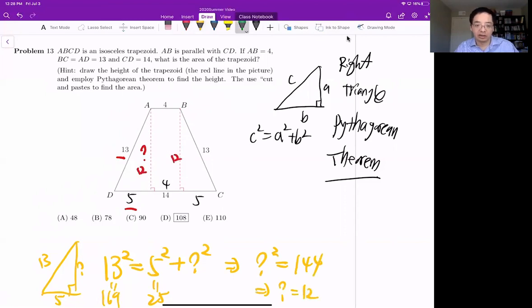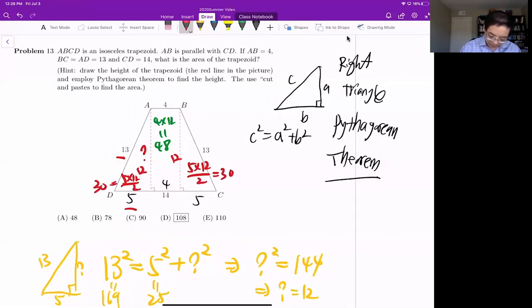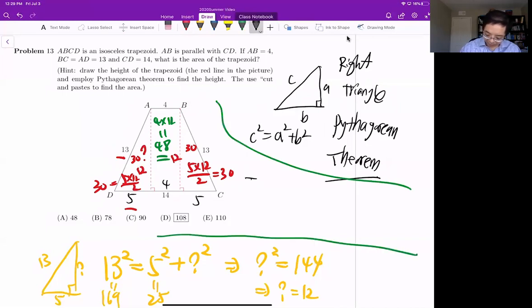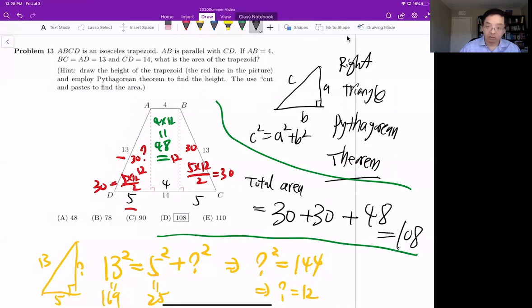Now I can just calculate the area. The area of the middle part is 4 times 12, which is 48, and the area of each triangle is 5 times 12 divided by 2, which is 30. So the total area equals 30 plus 30 plus the middle one, 48. That's 108.